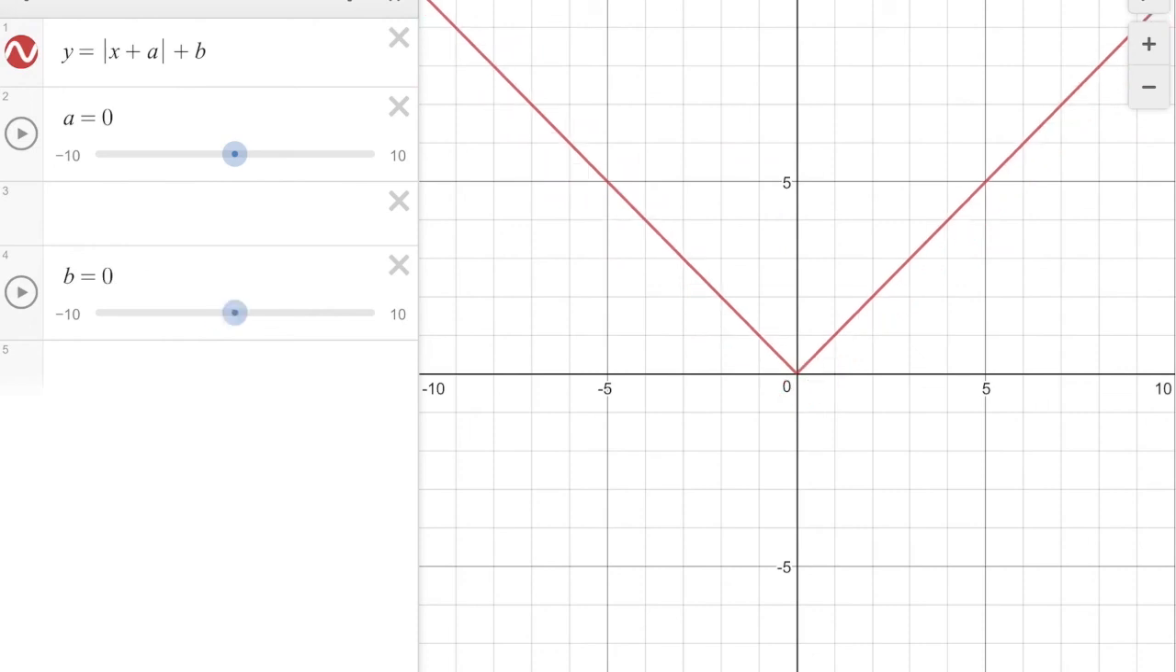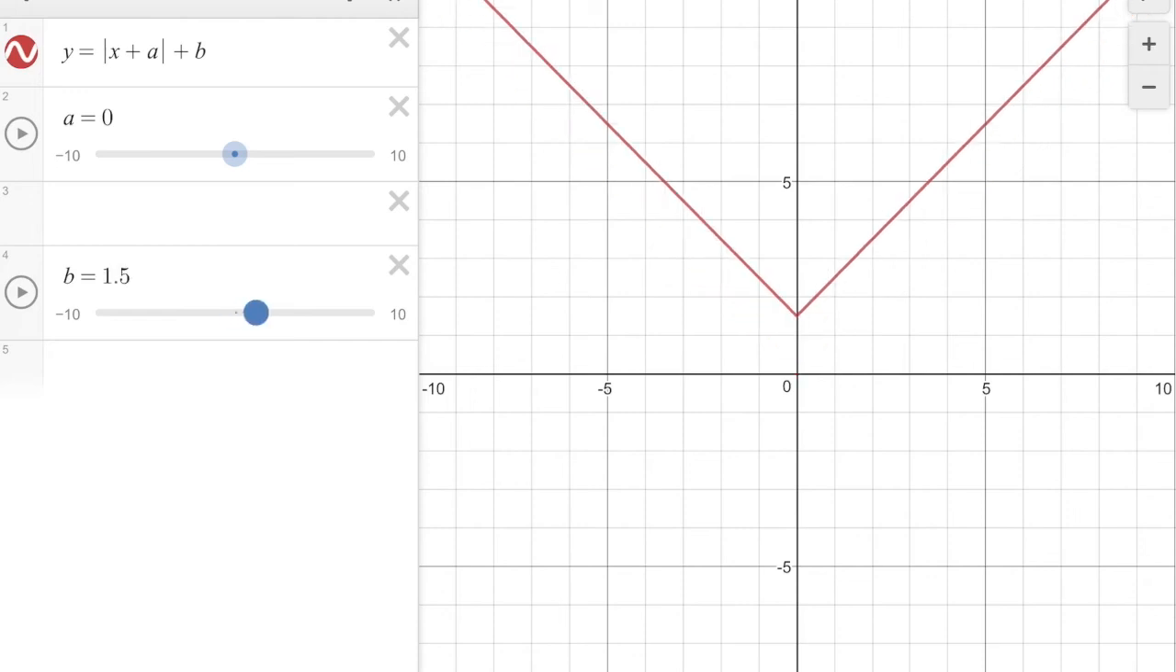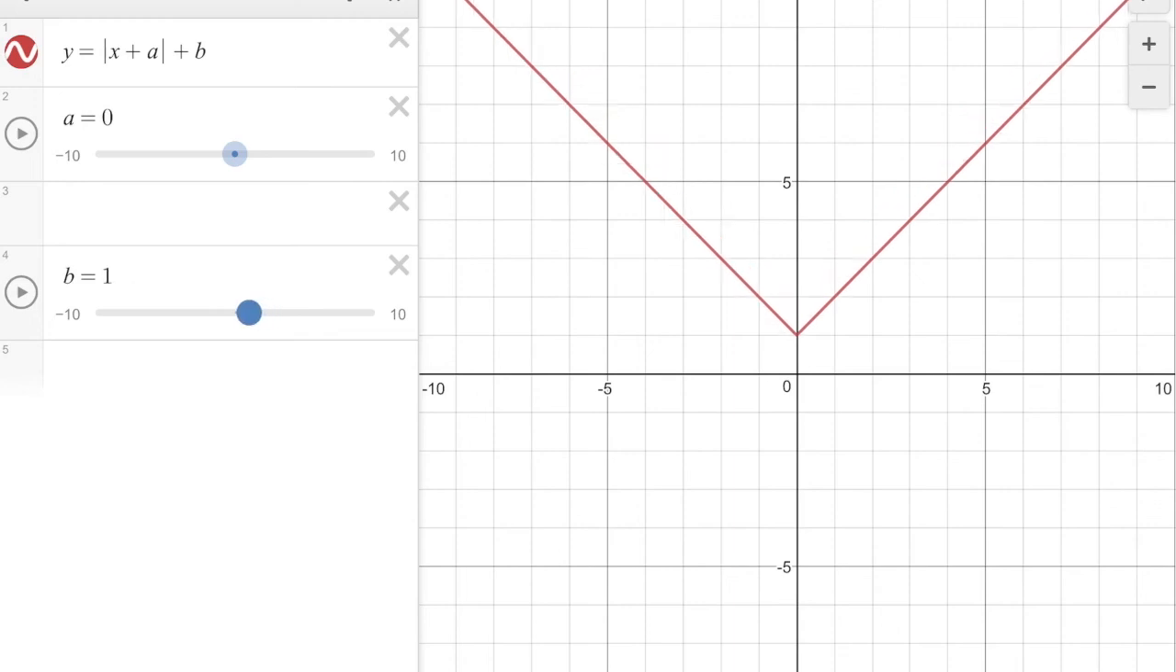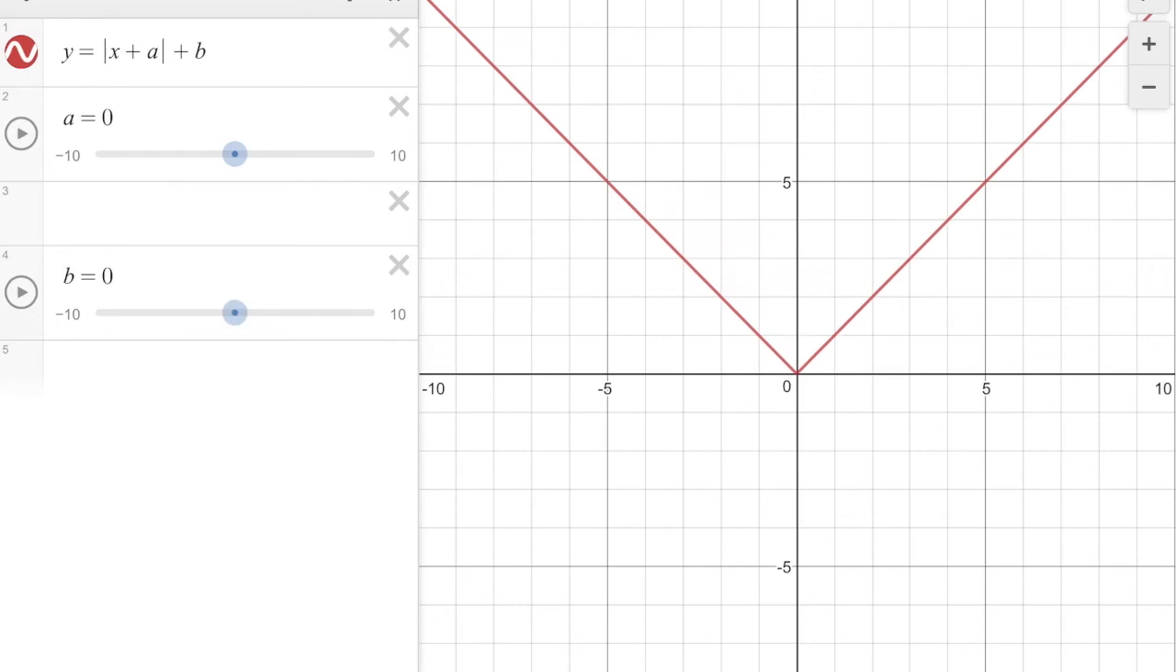Okay? Now here's the thing. We're going to adjust the b first, which is outside the absolute value. And we're just going to play. If b is positive, what happened to the graph? This is if a and b are 0, so you just have the basic y equals absolute value of x, because a and b are 0. It's a perfect v, slope of 1, with its vertex at the origin.